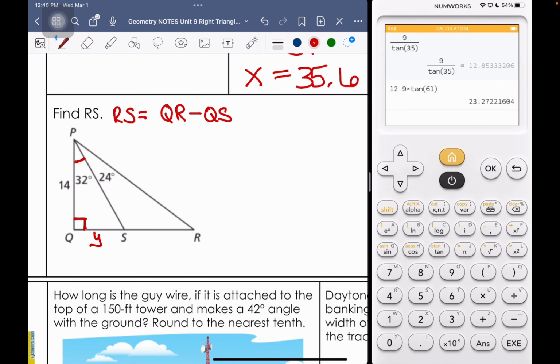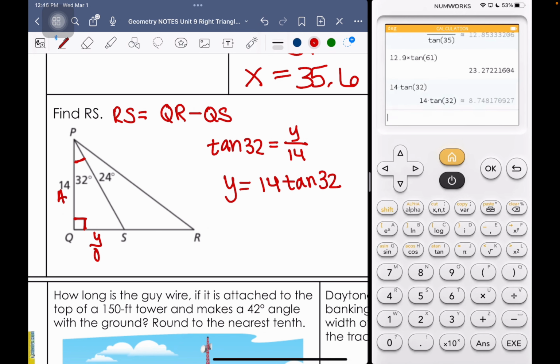So 32 is a reference angle. This means this is our opposite and this is our adjacent. So tangent of 32 is equal to y over 14. So you get y is equal to 14 tangent of 32. So y is equal to 8.7. So this is 8.7.